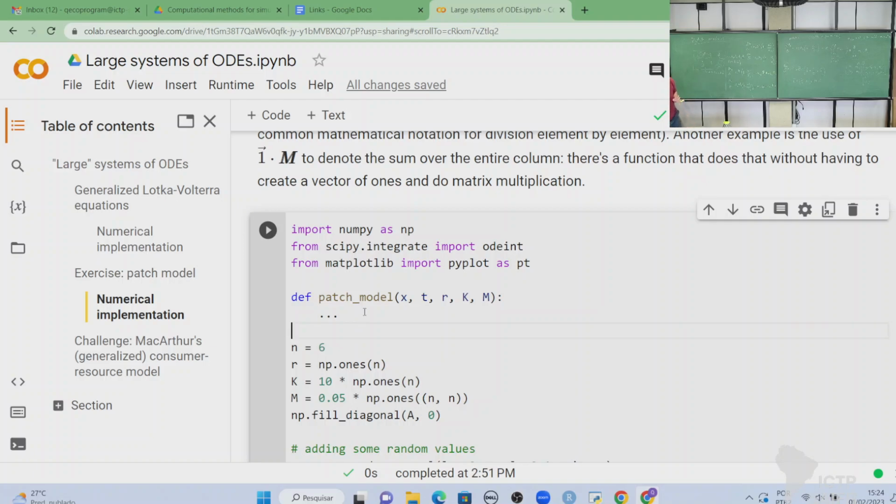Questions before we start? Are you more or less able to see how to do this, or not so much? Do you need some tips? The patch model, I mean, not the challenge. Maybe some tips regarding the sum. Yeah, the sum. Remember last class, we had this part where we were calculating the total population.